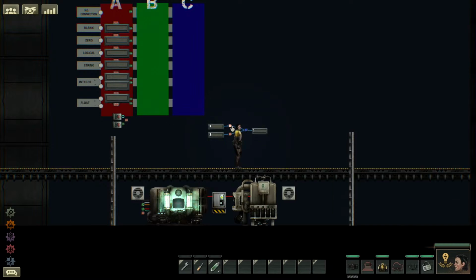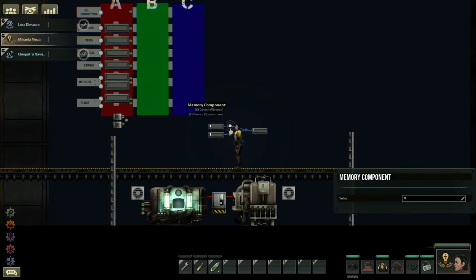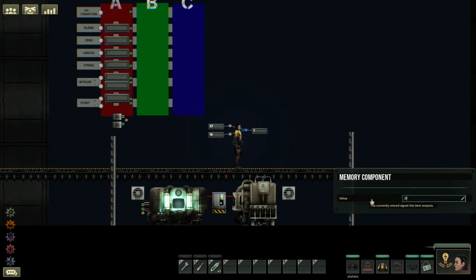Let's try 23 mod 10. It's 3, because 10 goes into 23 twice, and then there's 3 left over. If you were to say 27 mod 10, that's 7, because 10 still goes into 27 twice, with 7 left over. 30 mod 10 is 0, because 10 goes into 30 exactly 3 times with nothing left over.